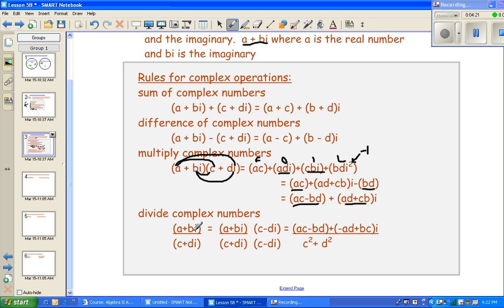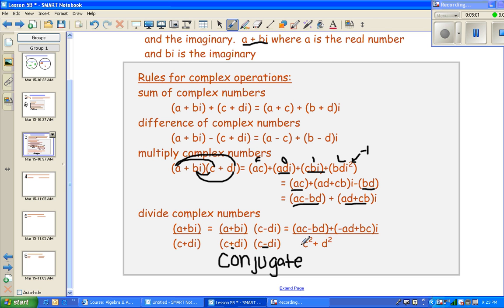Dividing, the way you divide complex numbers, we don't like to have square roots in the denominator. And i, in essence, is the square root of -1, so it's like having a square root in the denominator. So the way you get rid of it is multiplying by the conjugate. And the conjugate is literally the exact same thing you had, you just change your sign. So if you have a plus bi, you would multiply by a minus bi. If you had 7 plus 6i, you multiply by 7 minus 6i.